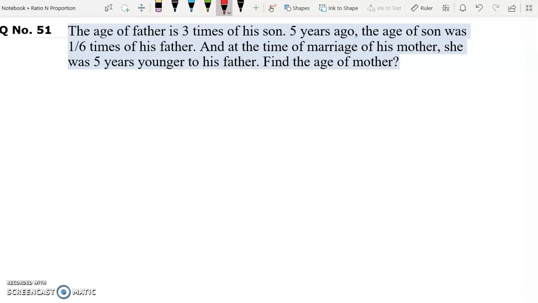Question number 51. The age of father is three times of his son. 5 years ago, the age of son was 1/6 times of his father. And at the time of marriage of his mother, she was 5 years younger to his father. Find the age of mother. So in this question, we have father and we have son. The age of father is 3 times of his son. So if the son's age is 1 unit, father's age will be 3 times. So 3 units. So this is the present age.